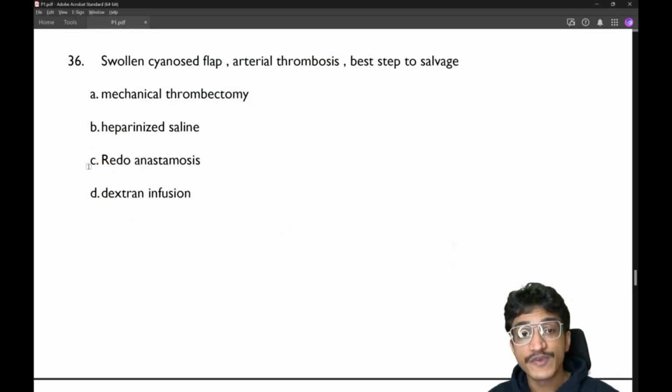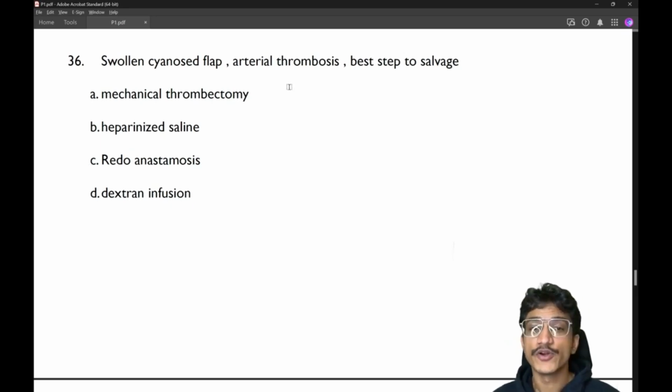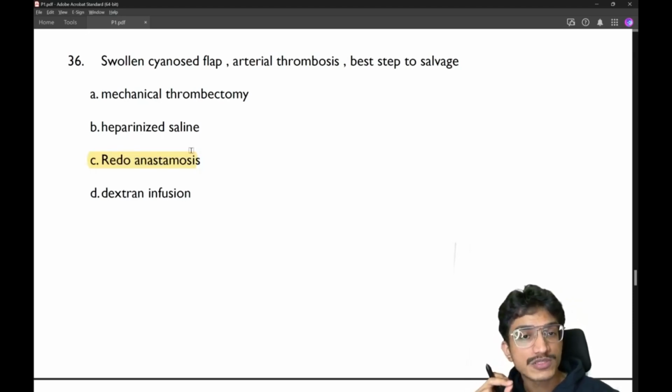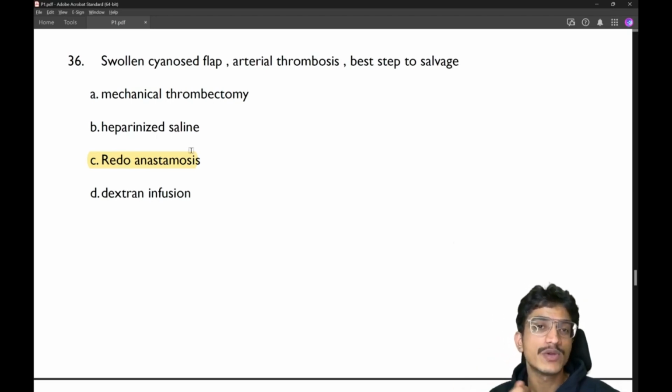Now coming to this flap, arterial thrombosis is given, and if the duration was given, which I think was 18 hours, then in that case you do not do a mechanical thrombectomy or saline or anything. According to me, you directly go and do a reanastomosis. You see that the artery is thrombosed, so you always need to open up the anastomosis and clear it, and you need to redo the anastomosis.